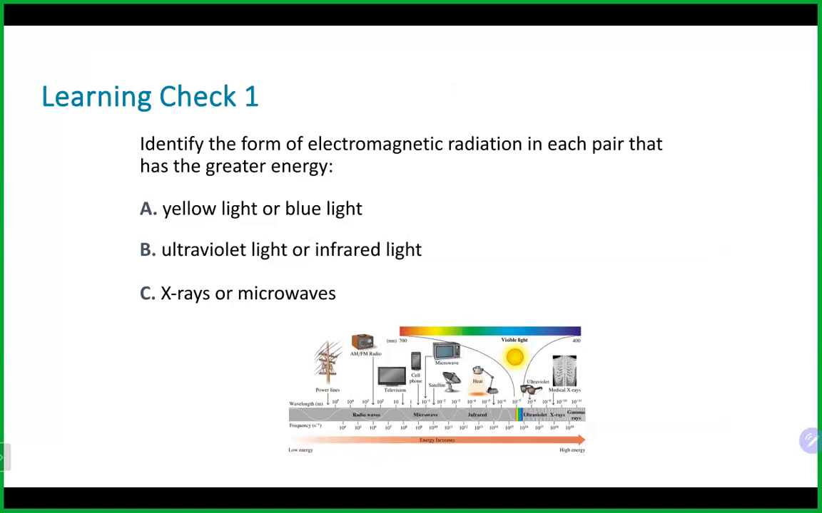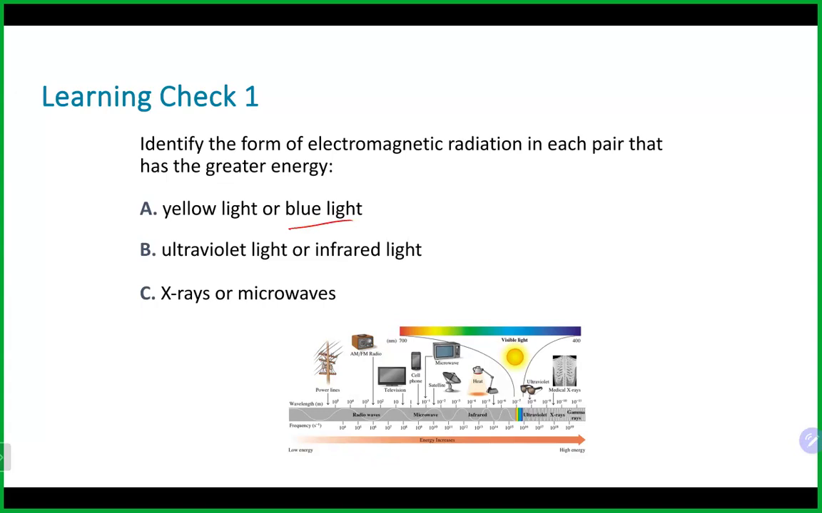So we want to identify the electromagnetic radiation and which pair is greater. So again, these are our colors. Remember, red is lower in energy, right? And the purple side there is a little higher in energy. So in this case, the one that should be greater in energy is blue light, right? So it should be blue.